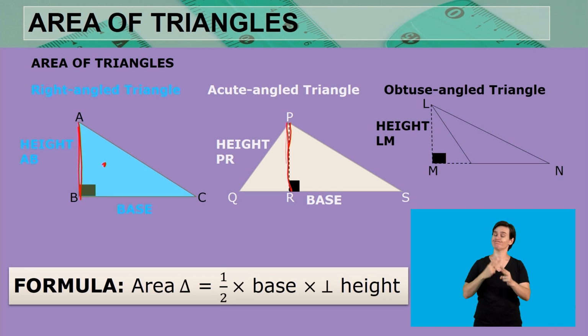Again, with an obtuse angled triangle, the height will be LM, because the height, remember, needs to be perpendicular to the base. And remember, the formula for the area of a triangle is 1/2 multiplied by the base multiplied by the perpendicular height. Let's look at more of that pre-knowledge.